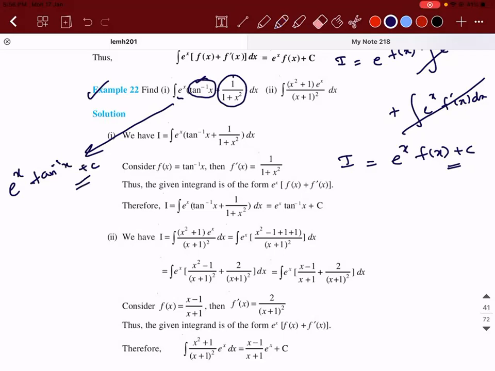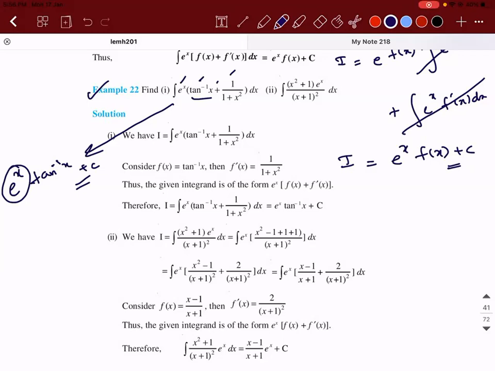Read the question again, sir. Right? So those who don't understand, listen to this. The integral of e power x into, wherever e power x and in the bracket there is a sum of two functions, see what is the relation between those two functions. If one function is f of x and the other is f dash of x, then the answer will be e power x multiplied with whatever is considered as f of x. So the answer will be e power x into tan inverse x plus a constant. Is it clear?